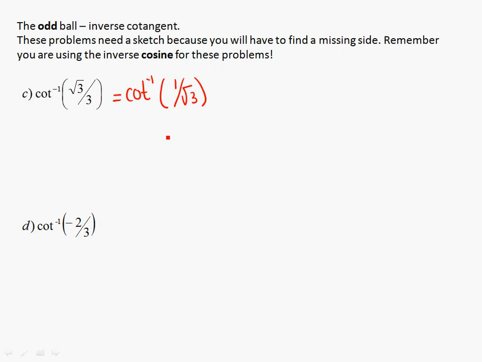Alright, so let's see. We're in what quadrant? 1, because it's positive. So you can draw this triangle with the cotangent being adjacent over opposite, so that's 1. This is your square root of 3. So here's the triangle that works for us. We're okay? Alright. What angle is this?